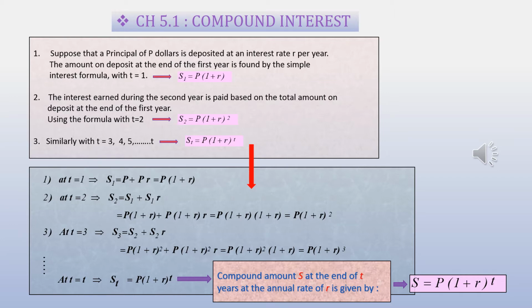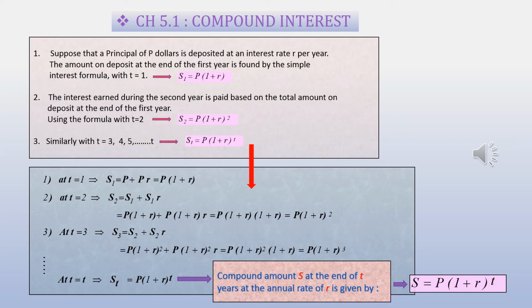The interest here is calculated as P multiplied with R. So S1 equal to P plus P multiplied with R. If we factor this expression, we will have S1 equal to P multiplied with 1 plus R. So this is the amount of money after 1 year. Now let us calculate the money in the second year.